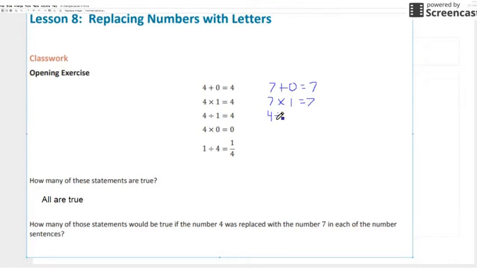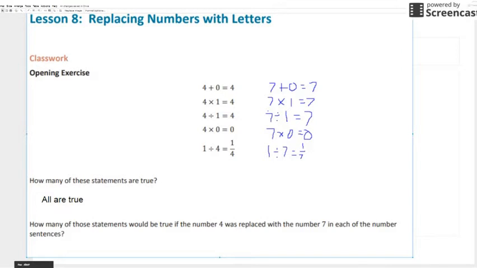4 divided by 1. Oh, sorry, not 4. Oops, forgot to replace it with 7. I apologize. Remember, we have to replace it with 7. Let's get my pen back out. 7 divided by 1 equals 7. Is that true? The answer is yes. 7 times 0 equals 0. I'm not replacing the 0, bringing it over. And then 1 divided by 7 equals 1/7. And of course, hopefully you recognize that yes, all of these are true.